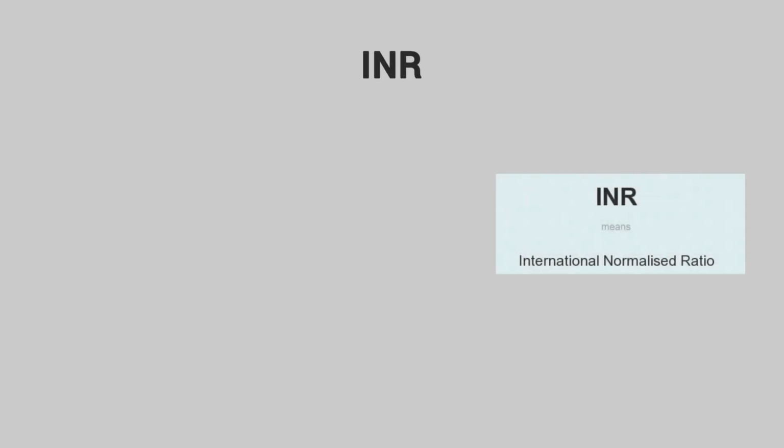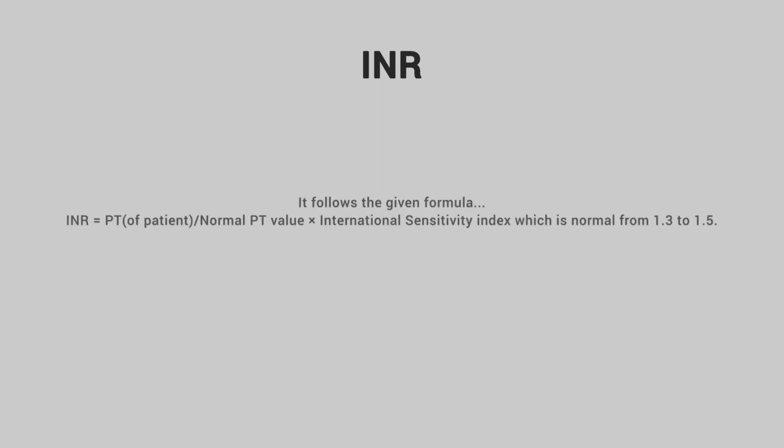Then there is another term, INR, also used in the laboratories for the coagulation profile. INR stands for International Normalized Ratio. Doctors usually ask to have the results of PT and APTT in INR form, which is normal from 0.9 to 1.1. It follows the given formula.